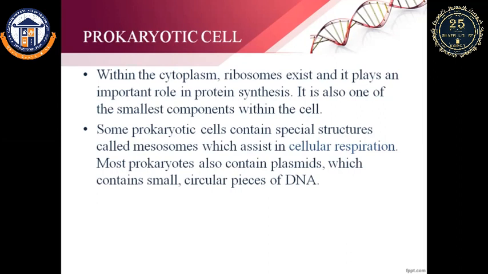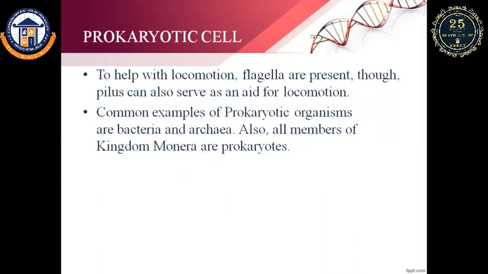Some prokaryotic cells contain a special feature called the mesosome. The mesosome is an organelle involved in the process of cellular respiration. Most prokaryotes contain plasmids, which are smaller circular pieces of DNA that can be used in recombinant DNA technology. To help locomotion, flagella are present along with the pili, and they also serve as an aid to locomotion.